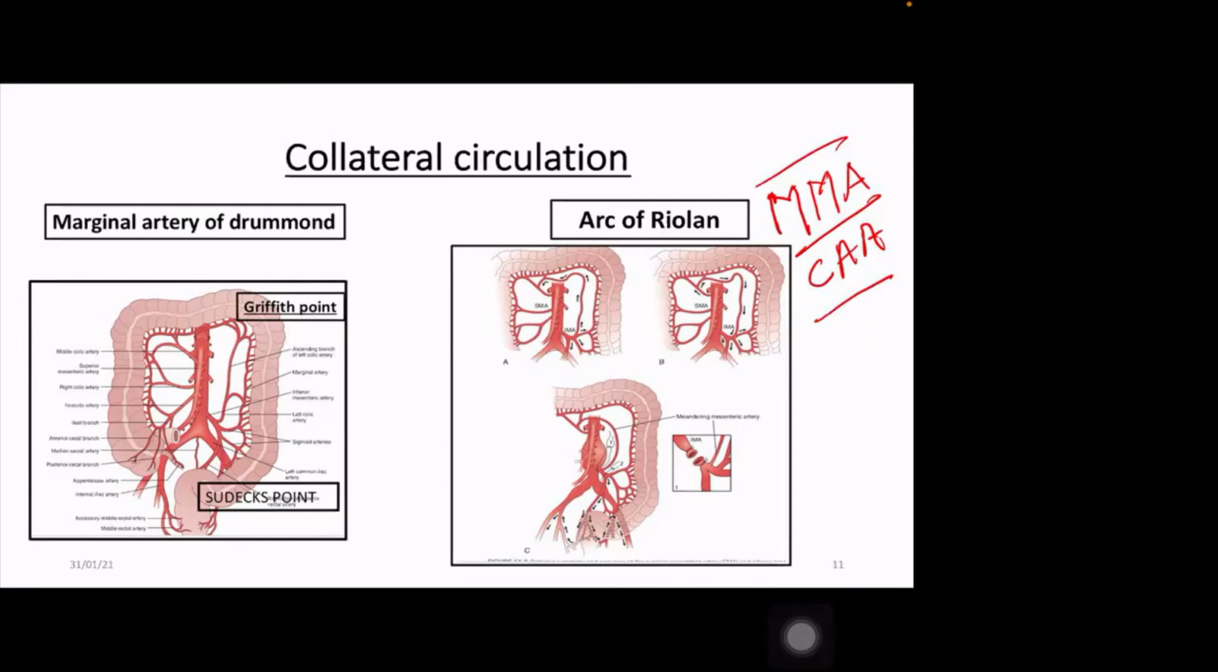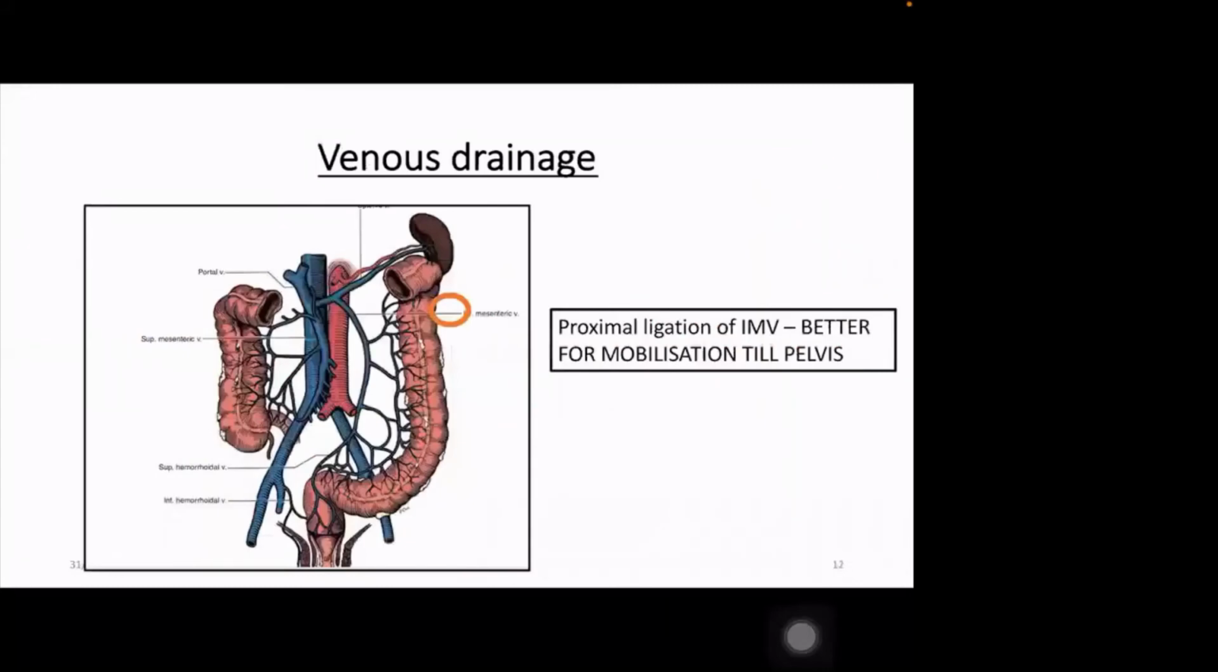So the marginal artery of Drummond, the arc of Riolan, and the two watershed areas, Griffith's point and Sudeck's point, have to be remembered. Now the venous drainage of the colon, obviously, is a part of the portal circulation. The right side of the colon drains into the superior mesenteric vein. The left side of the colon drains through the left colic vein, sigmoidal veins, and the superior rectal vein, which all drain into the inferior mesenteric vein, and the inferior mesenteric vein in turn most commonly drains into the splenic vein.